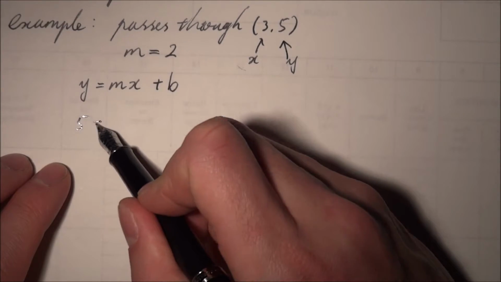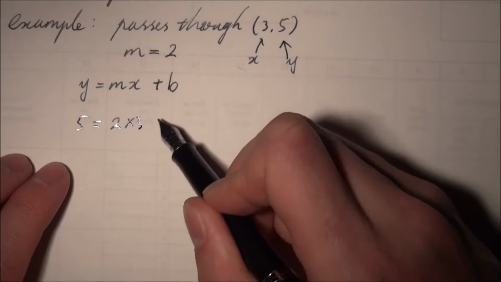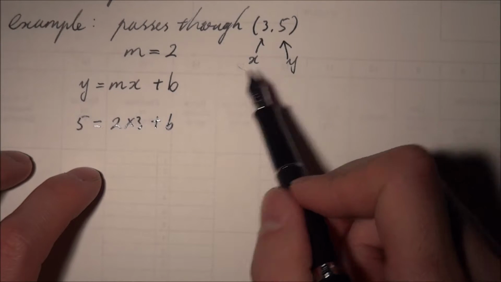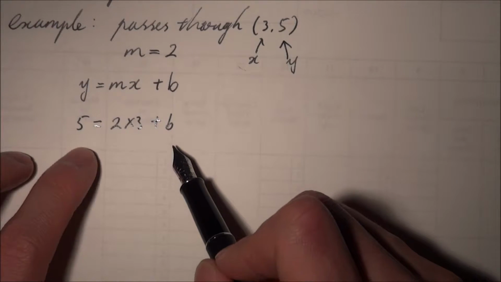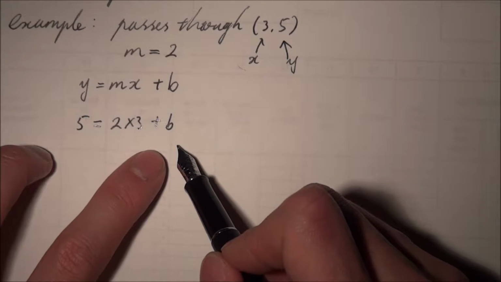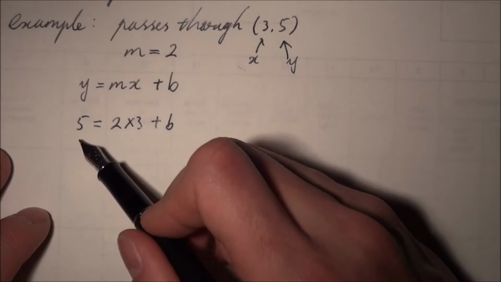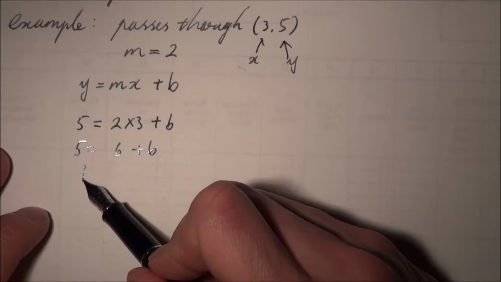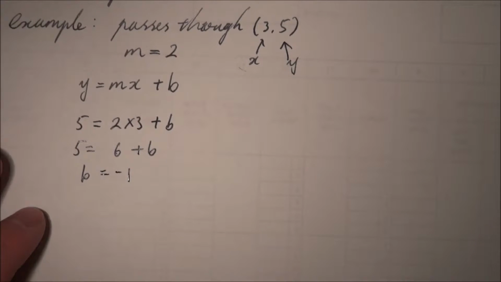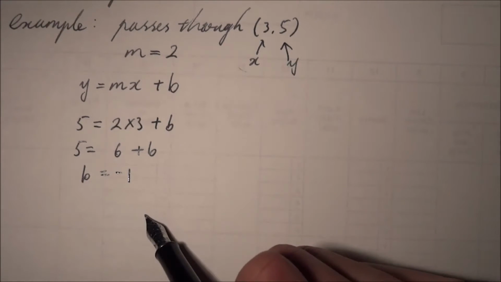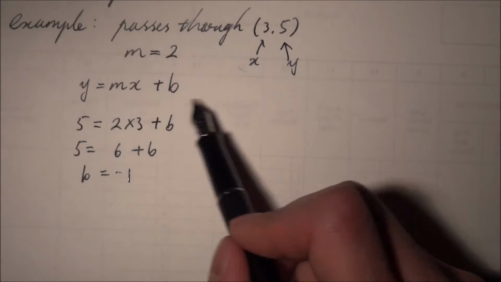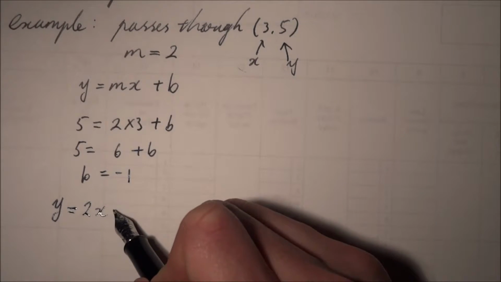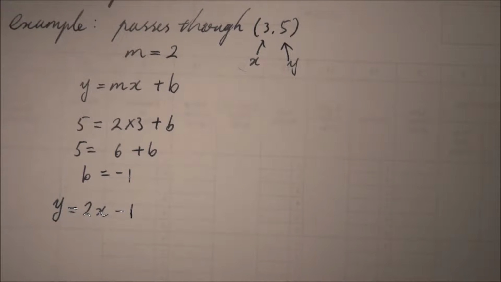So what this means is that y, which is 5, equals 2 times 3 plus b. So we just substituted everything back into the equation. The only unknown here really is the b term. So we can say that 5 equals 6 plus b, and b obviously is -1. We have our m, we have our b, so we substitute into the line equation, and we can say that y equals 2x minus 1. Here is our line equation.